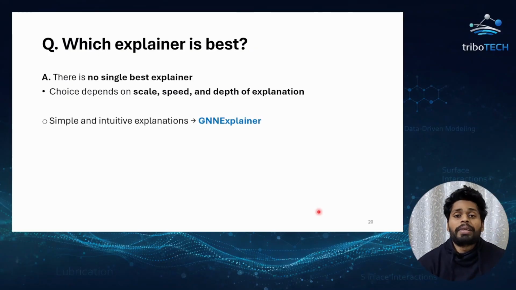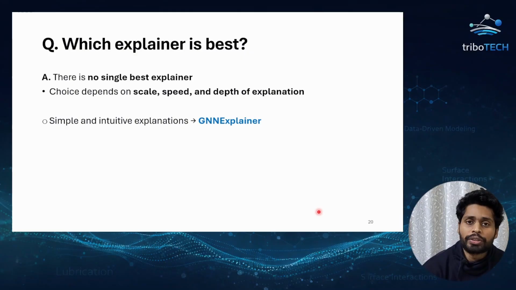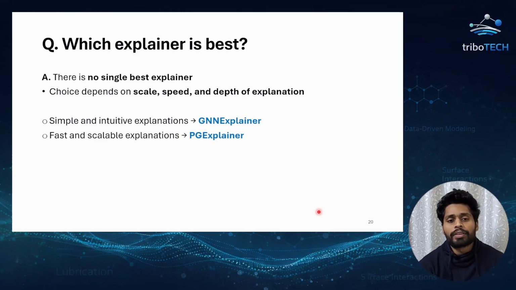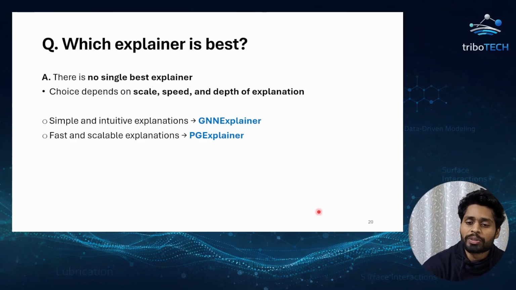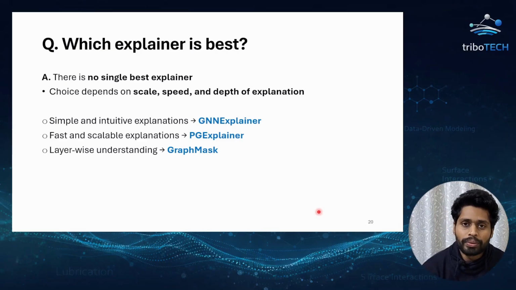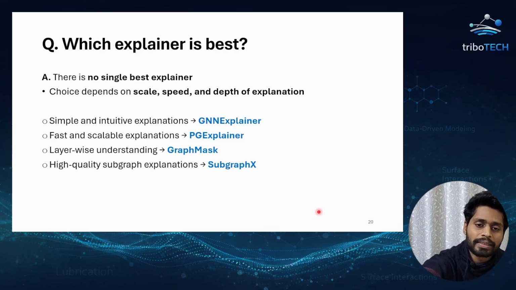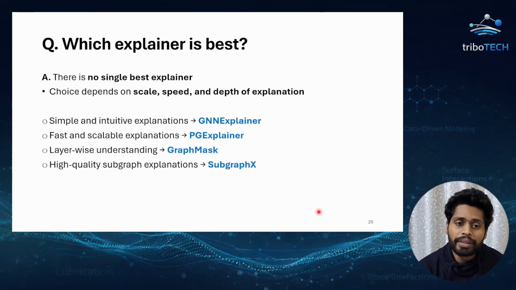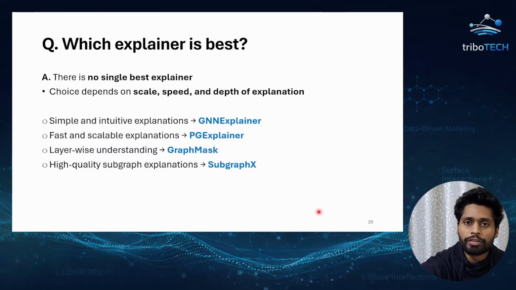For example, if you are looking for simple and intuitive explanations, then GNNExplainer is your tool. If you are looking for fast and scalable explanations, then you should go for PGExplainer. If you are interested in layer-wise understanding of your model, then you should go for GraphMask. And if you are interested in high quality subgraph explanations, then SubgraphX is something you should go for.